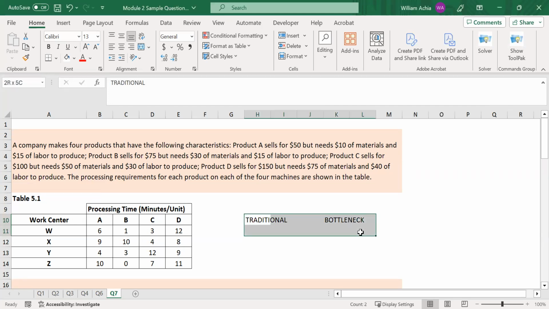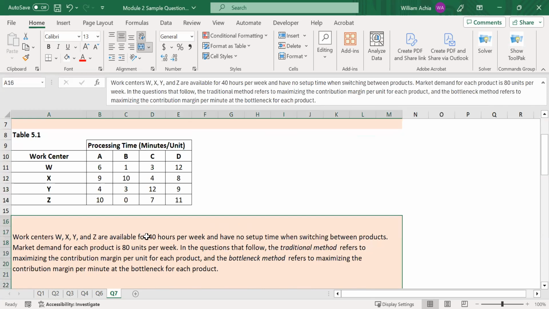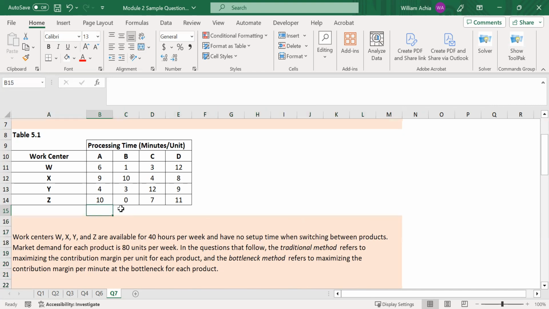Okay. So let's see what type of questions we have with this right here. Work centers W, X, Y, and Z are available for 40 hours a week and have no setup time when switching between products. Market demand for each product is 80 units per week. Okay, so they need to make 80 units for A, 80 units for B, 80 units for C, 80 units for D. In the questions that follow, the traditional method refers to maximizing the contribution margin per unit for each product, and the bottleneck method refers to maximizing the contribution margin per minute at the bottleneck.